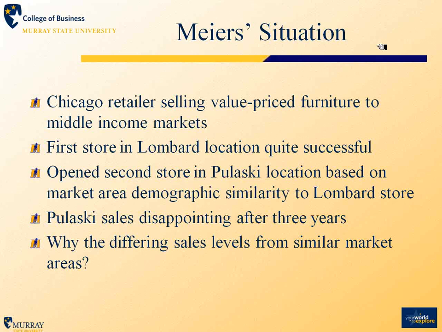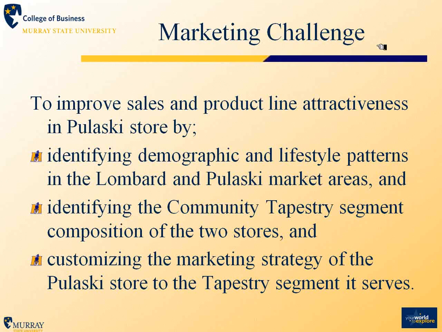Its first store was located in the Lombard area on Lombard Street in Chicago and proved quite successful. When it tried to expand and open a second store, it chose the site for that store based on similar market area demographics between the Pulaski and Lombard stores. But sales in that store have been disappointing over the past several years, and so the question is, what's the problem and how can sales in the Pulaski store be improved?